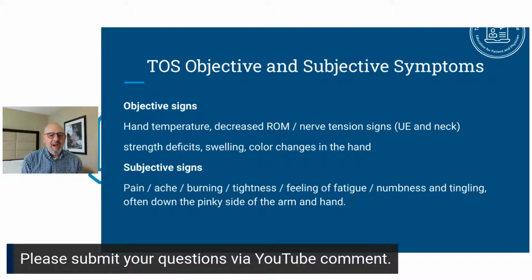The subjective signs are things that the person describes, things like pain, aching, burning, tightness, a feeling of fatigue. We're not talking about the strength, but just to feel that my arm, just after even a few minutes, gets so tired and heavy. Again, it's a feeling. Then there's numbness and tingling. It's often down the pinky side of the hand and down the arm. It kind of comes up sometimes through the armpit, up through the front of the chest.